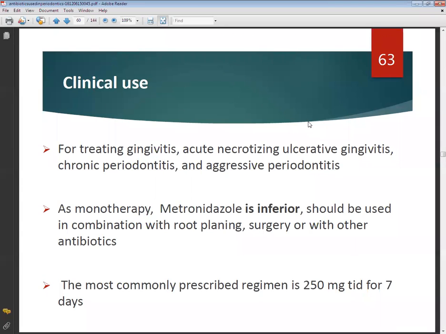In addition to this, we are using it in necrotizing ulcerative gingivitis cases. The next indication of metronidazole is chronic periodontitis cases. Whenever a patient is diagnosed with chronic periodontitis, we are using metronidazole. And lastly, aggressive periodontitis. The dose of these antibiotics is 250 milligram TID for 7 days. Metronidazole we have to prescribe 400 milligram TID for 7 days.